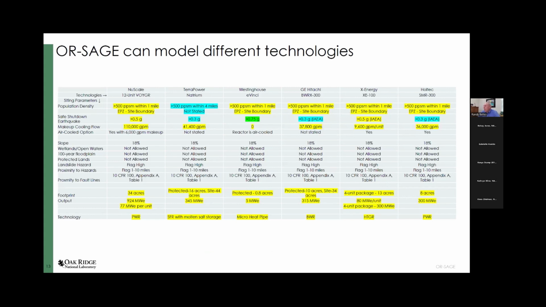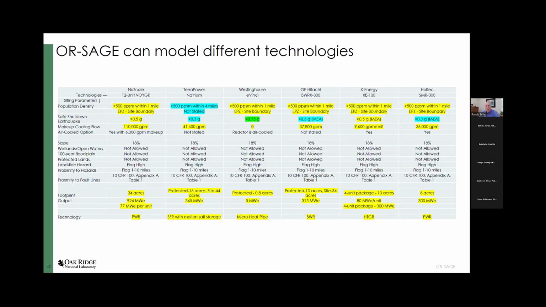So this slide is probably a little bit of an eyesore. I don't really mean for anybody to read each individual line on the slide, but using publicly available data, we've begun to adapt reactor technologies that are under development, that you commonly hear about, to specific modeling within ORSAGE, depending on customer interest. We've adapted more than this slide actually shows.